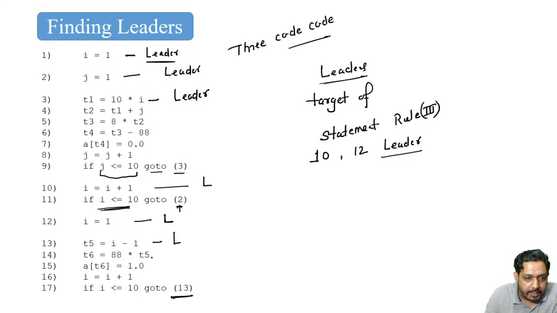14 is also not followed by any branch instruction. After 14 there is no branch instruction. So we apply the three rules: the first statement, any statement that is a target, and any statement after a branch instruction. So 2 and 3 are leaders because they are targets, 13 is because it is a target, 10 is because it follows 9, and 12 is because it follows 11, both of which are conditional go to statements.